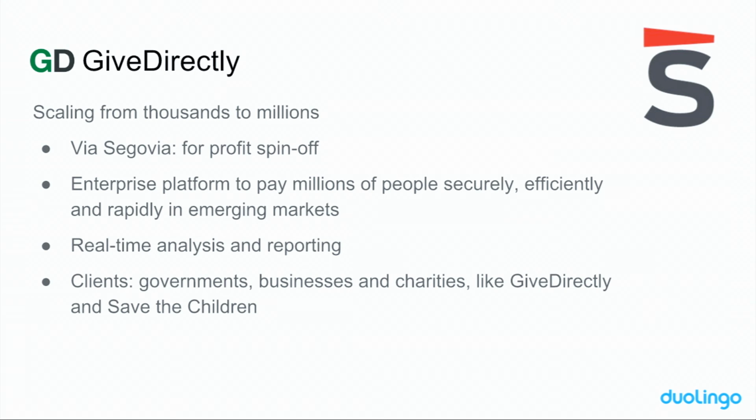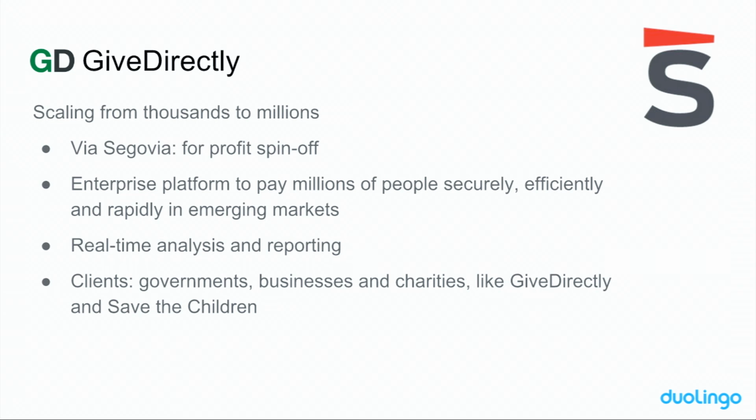It's really ad hoc. And what they decided was that to build the platform they needed, they would spin off the creation of the platform to a for-profit company. And this for-profit company is called Segovia. This is the company that's actually building the enterprise platform that can pay millions of people securely and efficiently and rapidly.